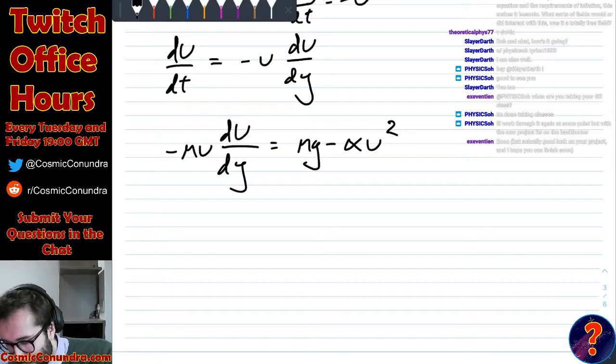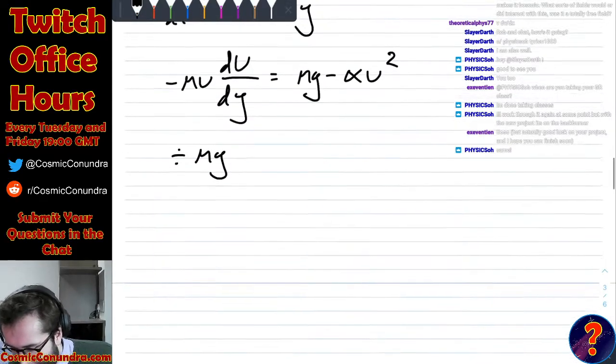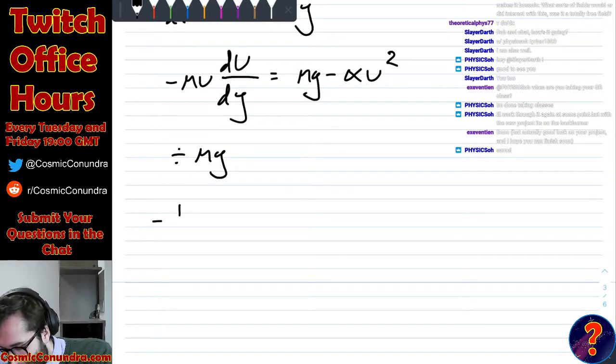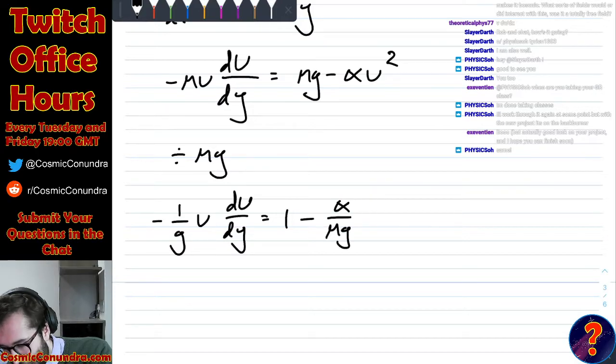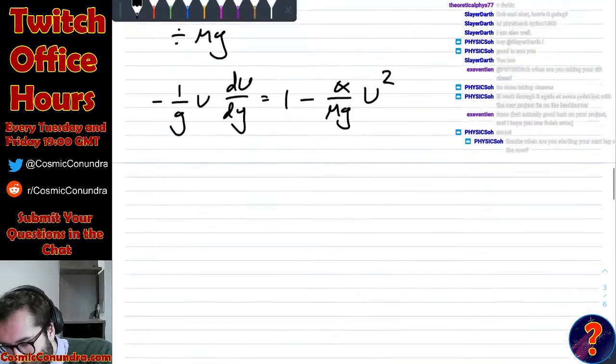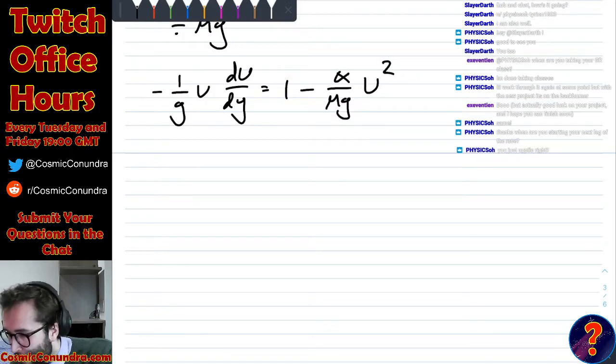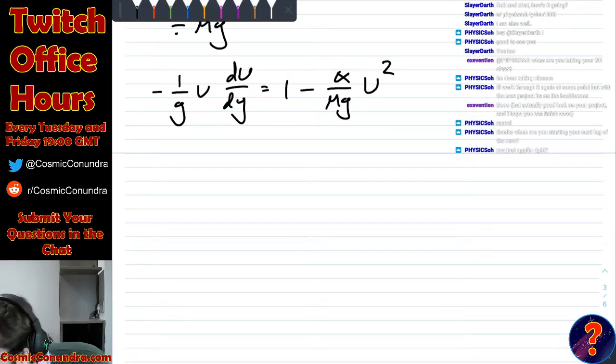So let's write things a little bit nicer first of all. What I'm going to do is divide everything by mg. And in doing that I get minus 1 over g v dv dy is equal to 1 minus alpha over mg v squared. Okay. Well, now I've got something that depends purely on v squared in terms of variables on this hand side.